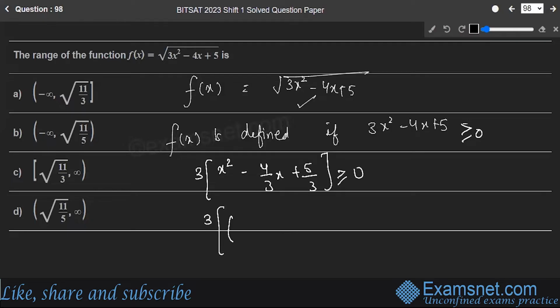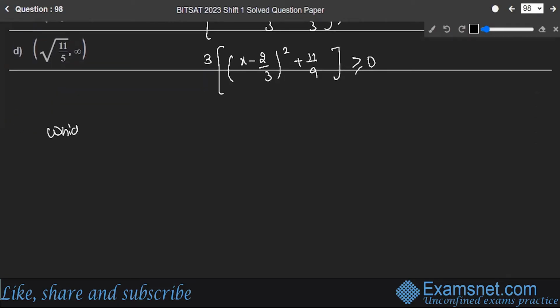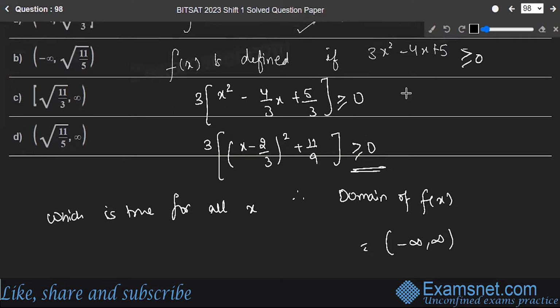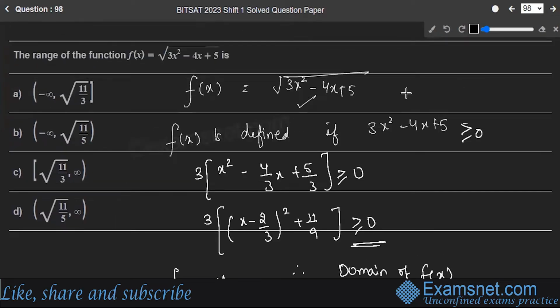Or you have 3, I'm making the perfect square, 3 into (x minus 2 by 3) square plus 11 by 9 is greater than 0, which is true for all x, because this is greater than or equal to 0 for all x. Therefore the domain of f(x) is equal to minus infinity to infinity. Okay, fine. I have to find out the range. So we found out the domain. Domain is from minus infinity to infinity. And I have to go for the range.